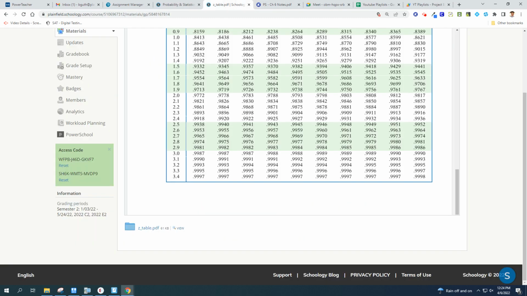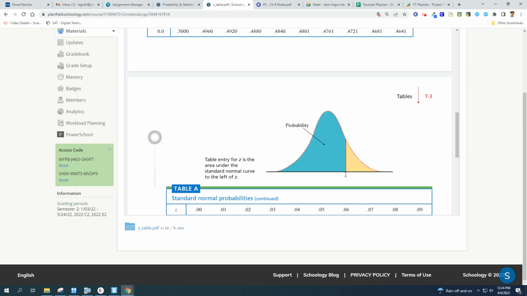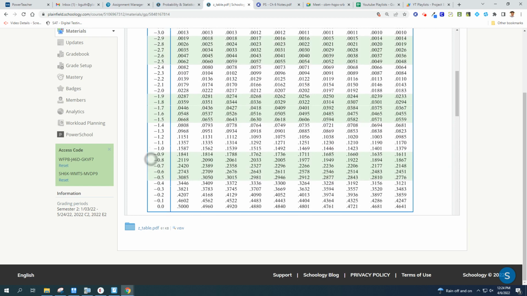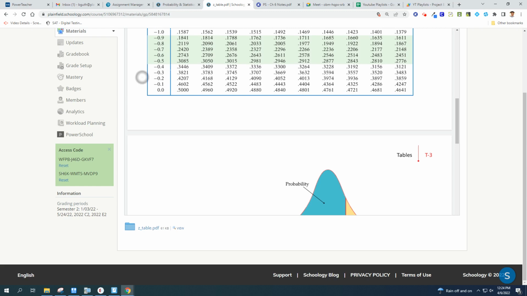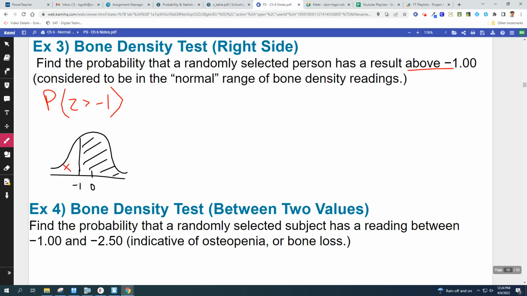So if we look at our table, you have to find negative 1.0 on the table. Right there at the top is 0.1587. So I know this area over here is 0.1587. If I'm using the table, I'm going to have to say 1 minus that, which is 0.8413. 84% of the numbers are to the right of that.